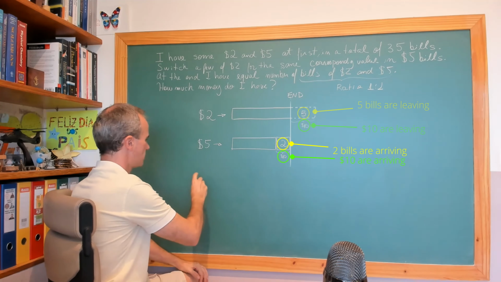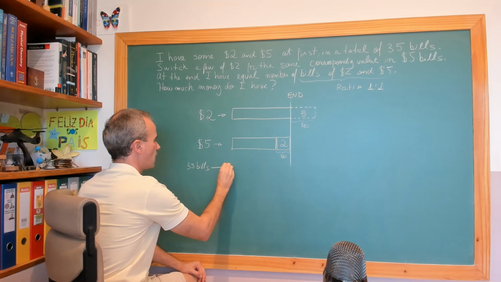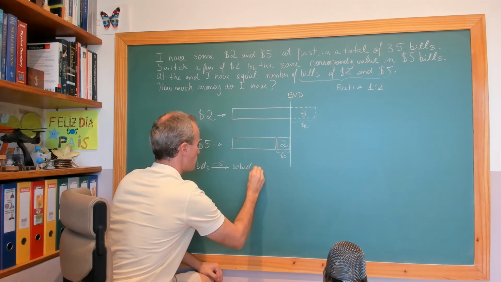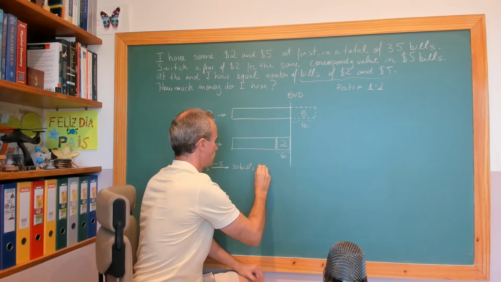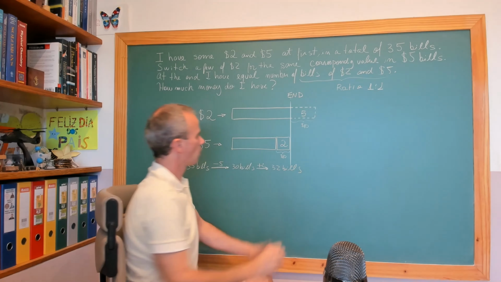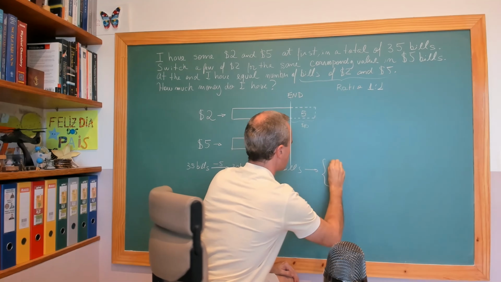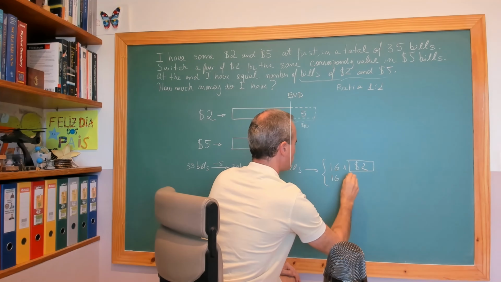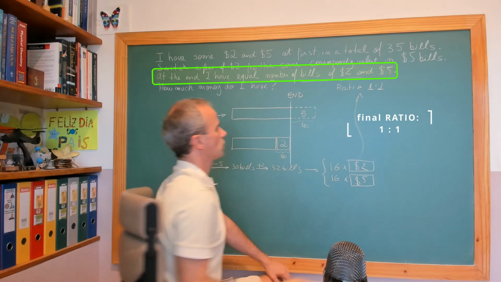Now, let's write down here. So at first I had 35 bills. Then I'm going to lose 5. I end up with 30 bills. And then I'm going to get 2 more, because I'm losing those 5 to get those 2. Don't forget those, so 32 bills. Now, those 32 bills means at the end that we should have half for $2 bills and the other half for the $5 bills. Agree? It's this statement. They are saying so.